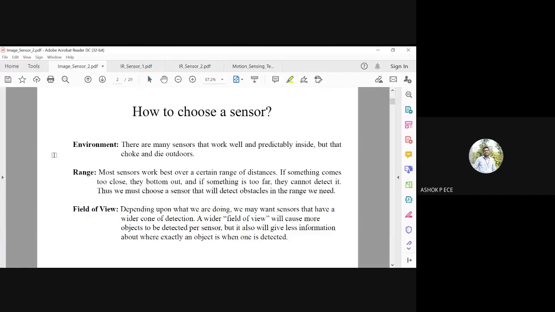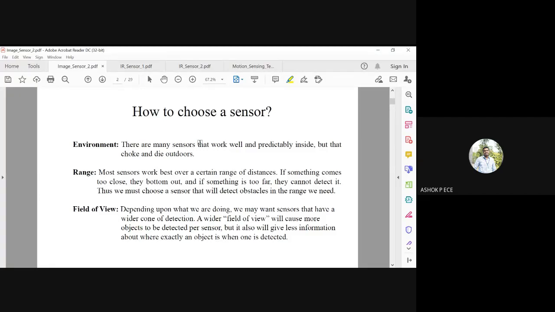Choosing a sensor depends on the environment where it is going to work. There are many sensors that work well and predictably indoors, but when you keep them in real-time situations, they will not work. When you test the sensors, they will work perfectly inside your house. But when you keep the sensor in the ocean or a desert where the temperature is very high, they will miserably fail. So you have to clearly choose the environment where you are going to place your sensor.